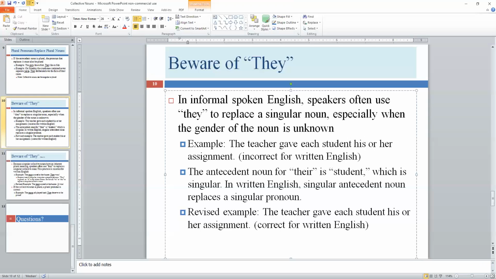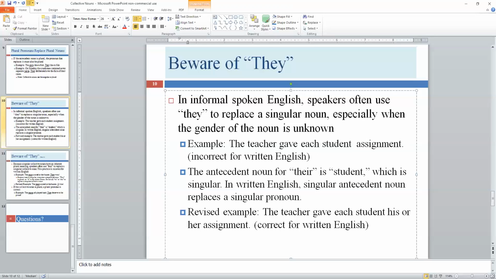So the way to fix this is to say the teacher gave each student his or her assignment. But you know what? Especially in spoken English, that sounds wordy and overly formal and overly technical. And so most of us don't say that. It just sounds a little awkward and a little over the top, maybe.